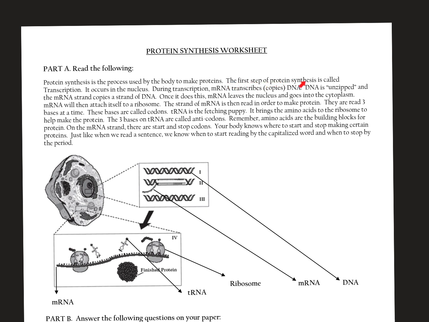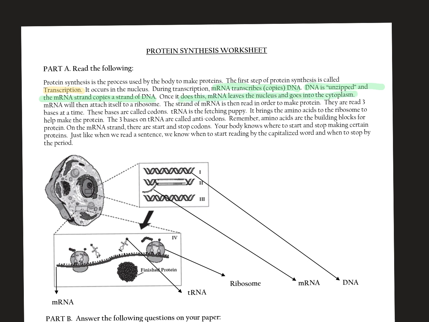The first step of protein synthesis is called transcription. So that's the one word you should all know, right? Transcription. And what happens during transcription? mRNA copies the DNA. It's changed a little bit. The DNA is unzipped, and mRNA copies are made from a strand of DNA. That's transcription. Once it does this, mRNA is going to leave the cell.